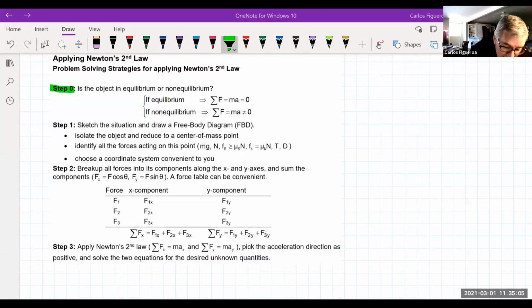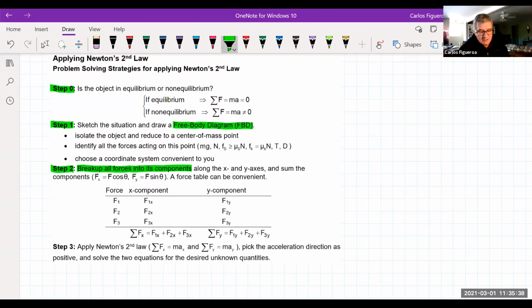And then the next thing, when we get to step 1 here, our whole goal is to draw an accurate free body diagram. And that means we're going to isolate an object to the center of mass point. We're going to identify all the forces, and then we choose a coordinate system. And then here, step 2, we want to break all forces into components.